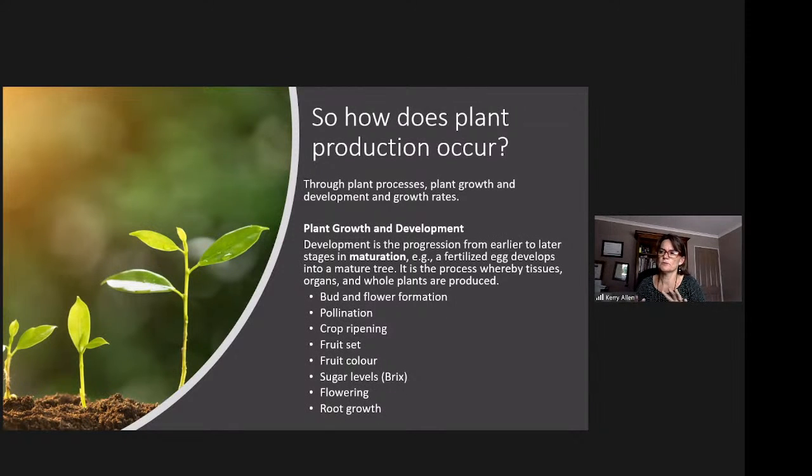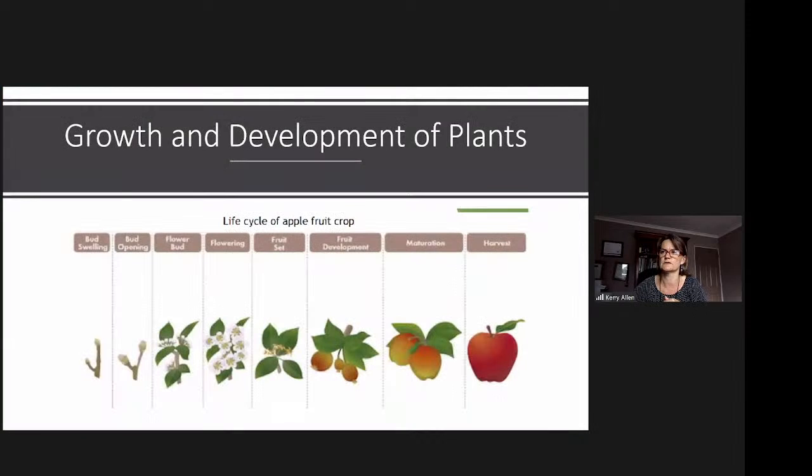Okay, now I'm going to go into a little bit more detail about growth and development because this affects how the plant grows. So this is broken up into the next 7 areas, I think. So bud and flower, pollination, crop ripening, fruit set, colour of the fruit, sugar levels, flowering, and root growth. Now, once again, these will depend on which crop you are looking at. So some are more important than others.